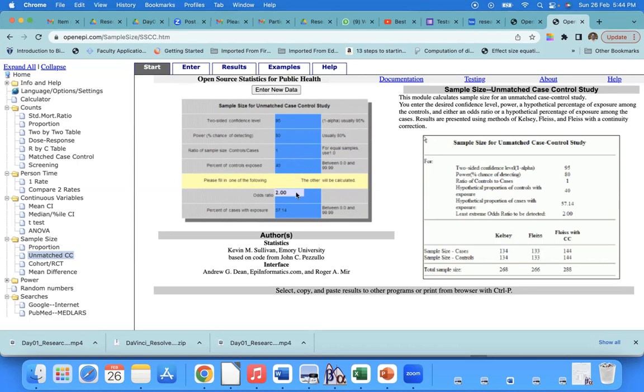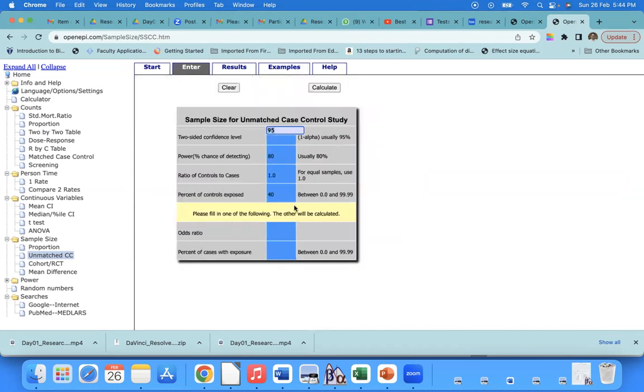Understood? Maybe the first one, how much did we get? 244. Next one, 260 we got. Next one, 320 we got. Only three risk factors are studied. If you take 320, that will be satisfying all the three risk factors. Understood? Yes, sir. That will give enough power and enough confidence level for all the risk factors.